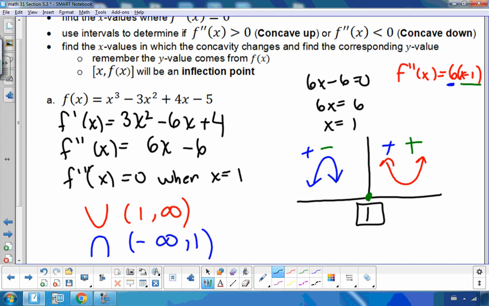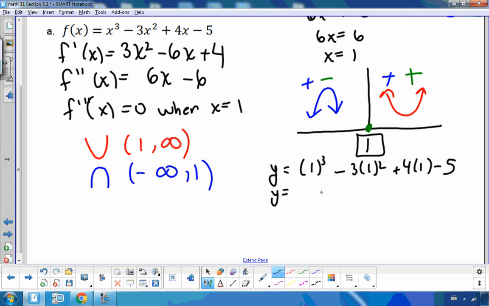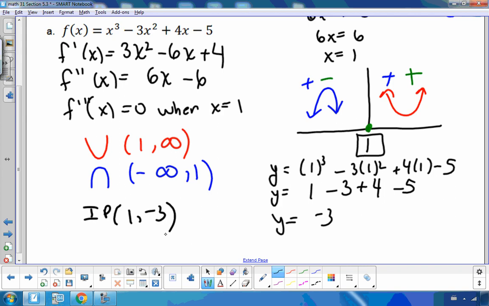So when x equals 1, let's go into the original equation to figure out what the y value is. So I'm going to have 1 cubed minus 3 times 1 squared plus 4 times 1 minus 5. So that's going to be 1 minus 1 squared times 3 plus 4 times 1 minus 5. So altogether, that's negative 3. So I have my intervals of concavity, and I have an inflection point at 1 and negative 3.